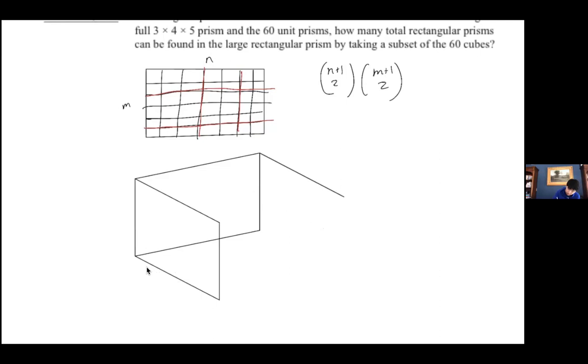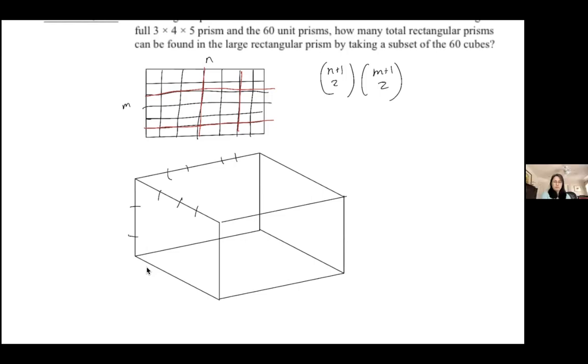Oh yeah, fun fact about these kinds of things. This is a legal way to construct a rectangular prism. This wasn't really necessary.